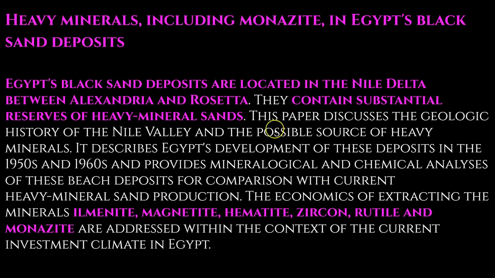So you can see here the heavy minerals, including monazite, in Egyptian black sand deposits. Egypt's black sand deposits are located in the Nile Delta between Alexandria and Rosetta, and they contain substantial reserves of mineral-heavy sands. And these mineral-heavy sands contain ilmenite, magnetite, hematite, zircon, rutile, and monazite. This article discusses the extraction of these minerals from the black sand deposits.